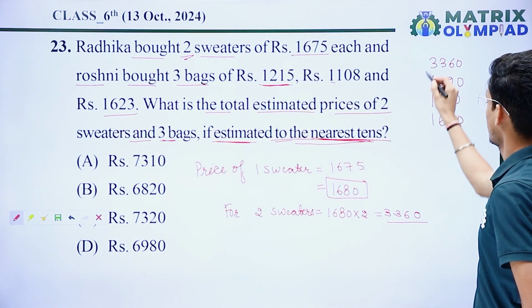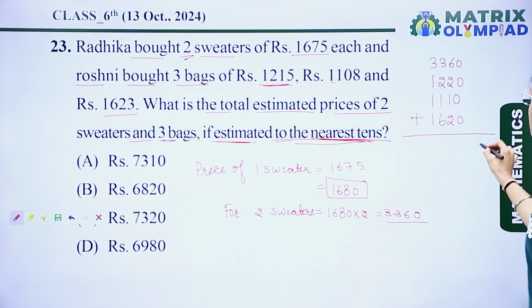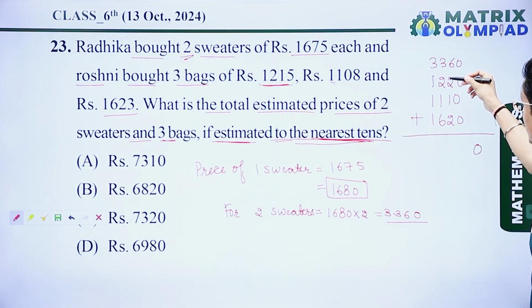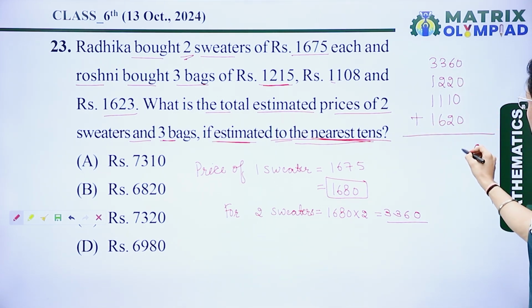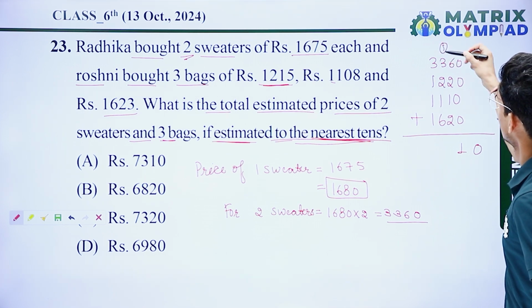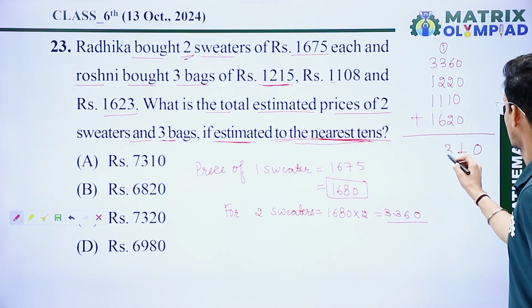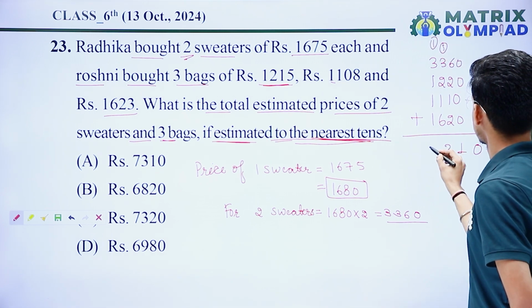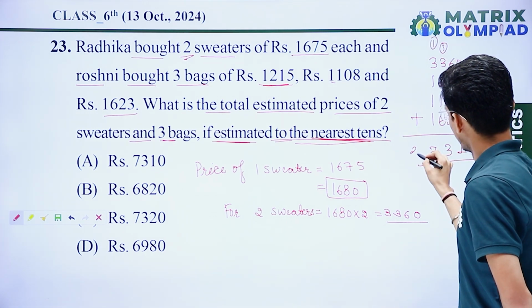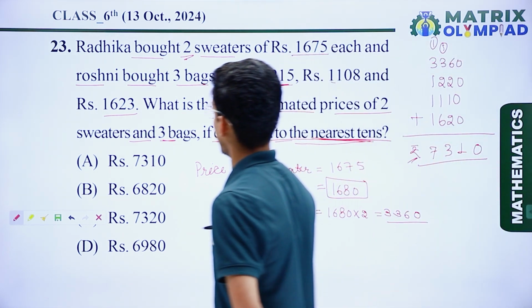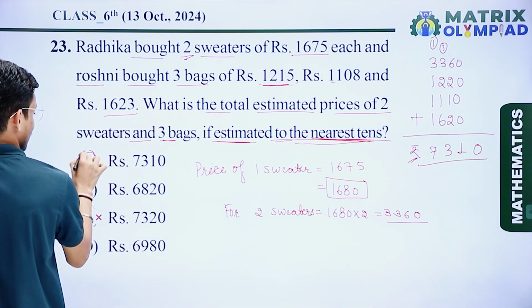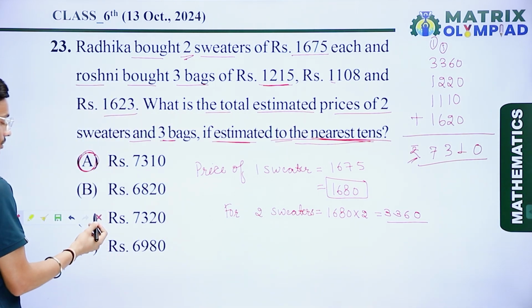1620. So if I add all these numbers, here I get 0, 4 and 8 is 12, 1 and 9 is 10, 2 is 11, carry 1. So 3 and 6 is 9, 7 or 6, 13, again carry 1 and here I get 7. So 7310 rupees is required for Radhika. So here answer number A is the correct answer.